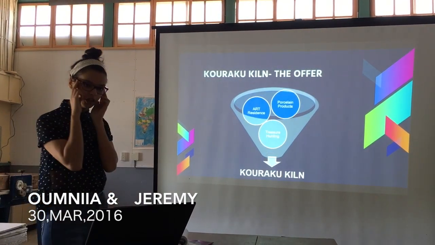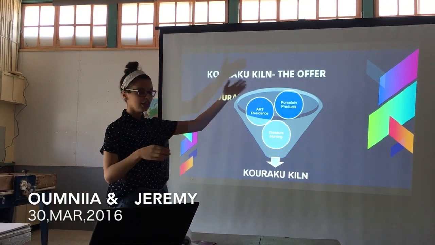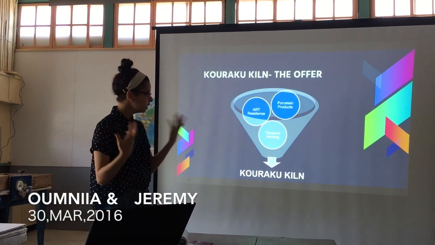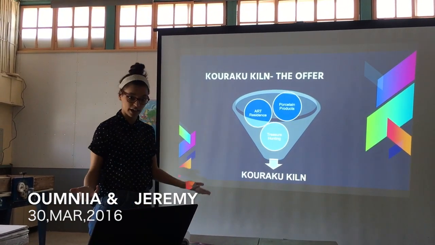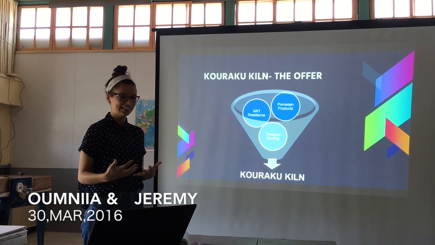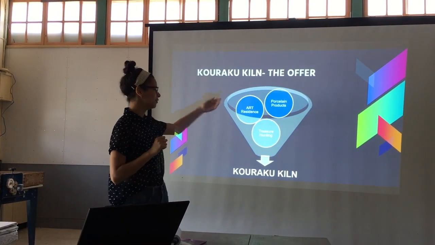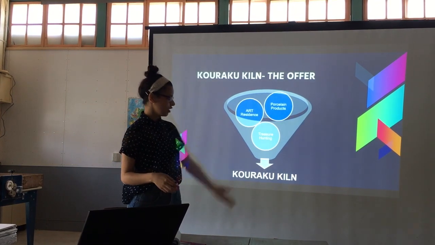This is what we need to know. This is what we need to focus on. We have the offer, what we offer. The factory, what does it offer really? So we have Kouraku Kiln, which is the factory. It's a product itself. There are three important products: the art residence, the porcelain products, and the treasure hunting.